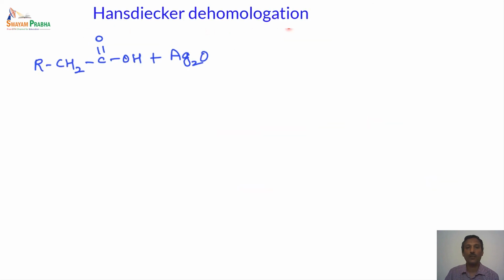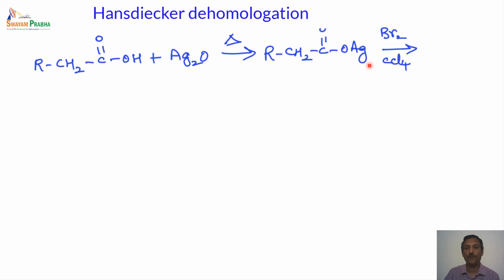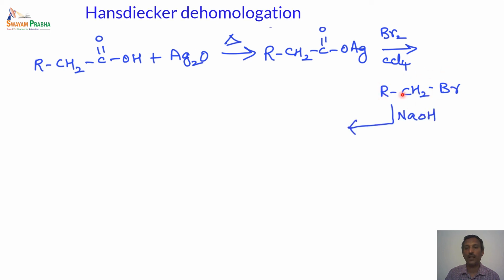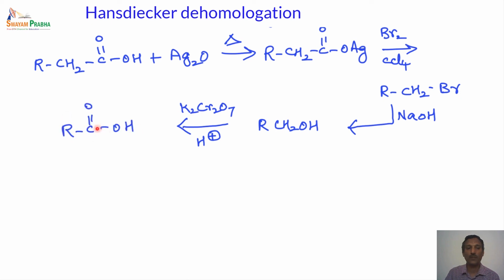The next one is the Hunsdiecker decarboxylation reaction. In the previous one we had seen the carboxylic acid converted to alkyl halide. Here, instead of the halogen treatment, we simply heat the silver salt of the carboxylic acid. This reaction we have already seen, so the initial formation is the alkyl halide. That alkyl halide on treatment with sodium hydroxide produces the corresponding primary alcohol. This primary alcohol can be oxidized using potassium dichromate to give the corresponding carboxylic acid.